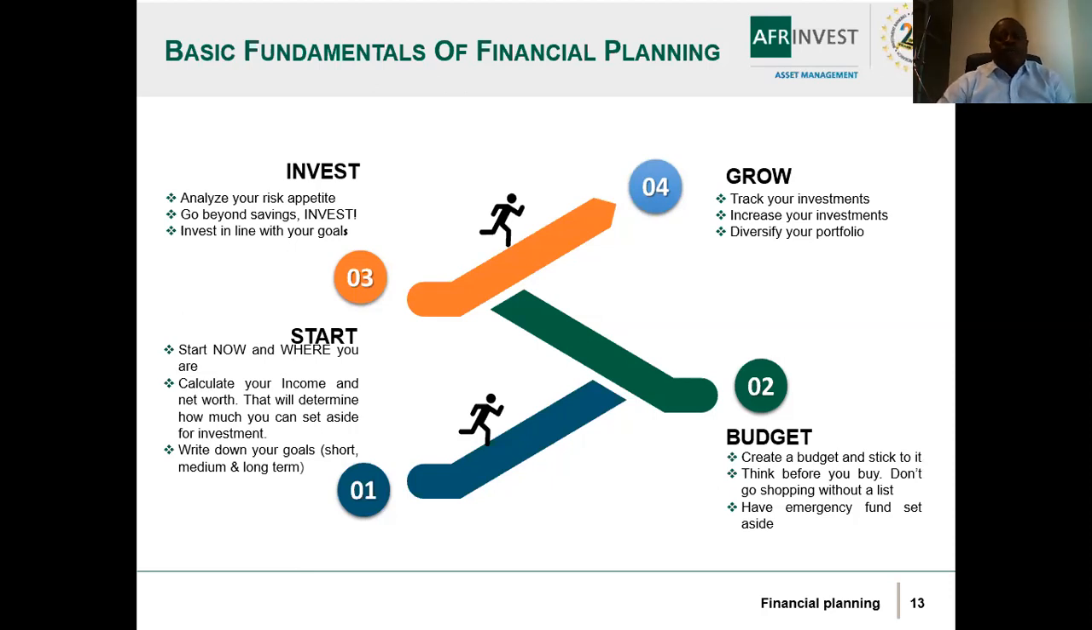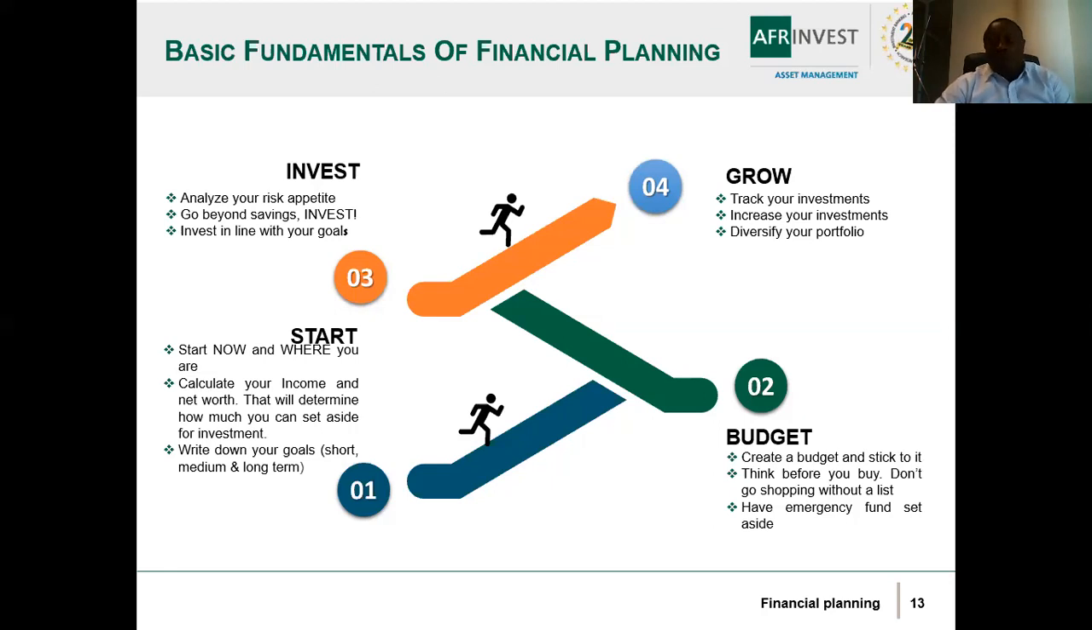Now, when you want to invest, you first of all need to analyze your risk. What are the investments you can invest in? There are investments that are low risk, some that are medium risk, and some that are high risk. So you need to analyze them before you invest. Otherwise, you need to speak with a professional. You can speak with us at Afrinvest Asset Management to guide you on how you can go about that. Go beyond savings and invest.